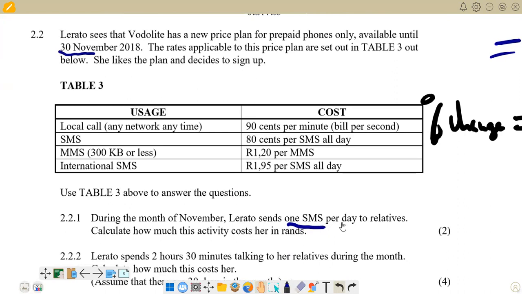So 1 SMS per day, it means it's going to be for 30 days. And we go to the table to find out what amount we have per SMS. If you go to where we have SMS, we are told that it is 80 cents per SMS all day. So it means 80 cents per SMS. And this one is sending 1 SMS per day, when we have 30 days. So it means we have 30 SMS that are going to be sent.